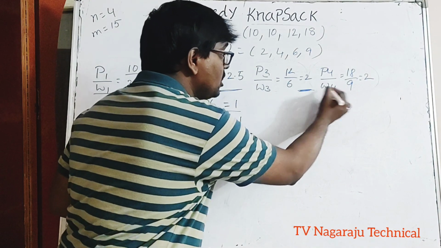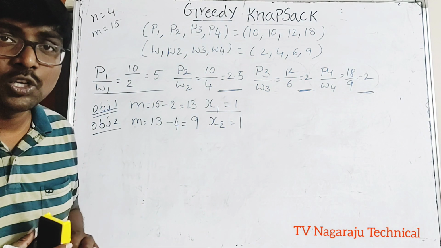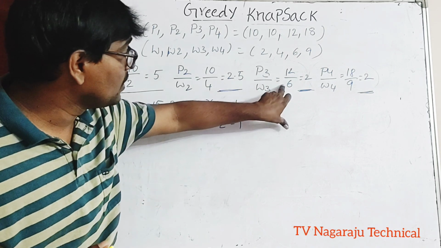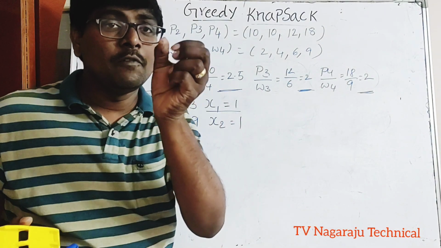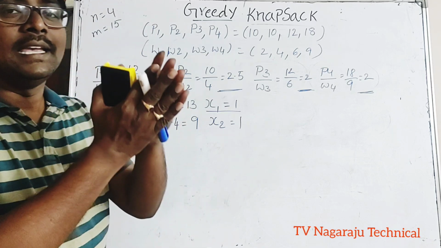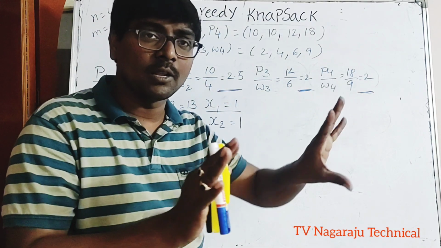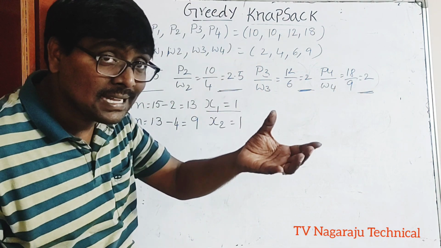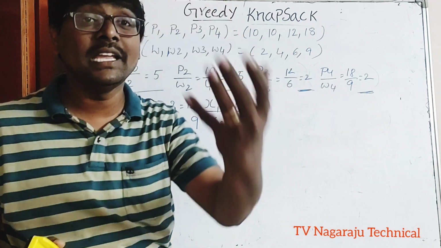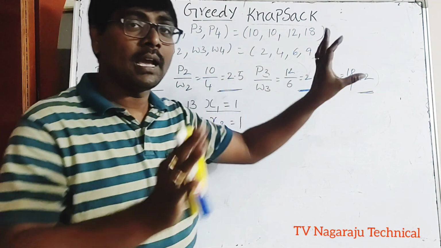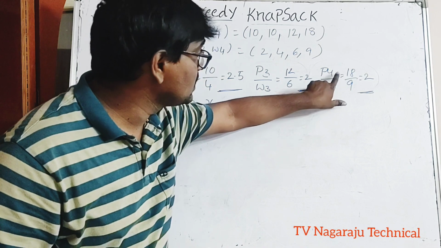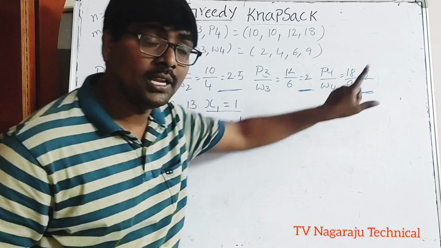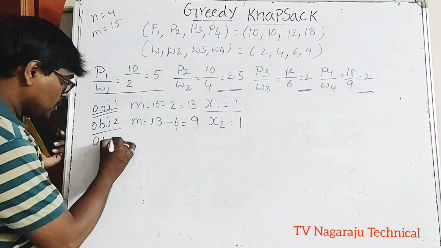Now coming to these two. Here the ratio is 2, and here also the ratio is 2. Which one do you consider? If the ratio values are the same, generally anything can be considered, that's not a problem. But to get the best result, consider the object which has the highest profit. I will show another case also. Here I am considering the fourth object. This profit is 12, this profit is 18. So I am considering object 4.